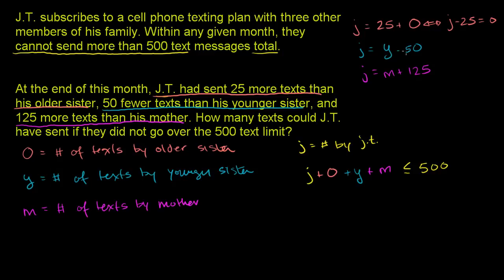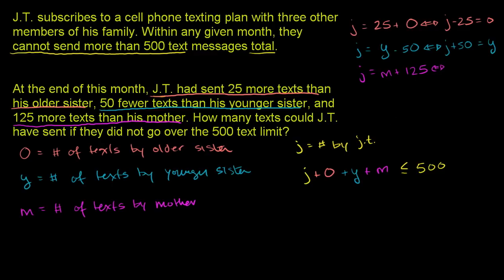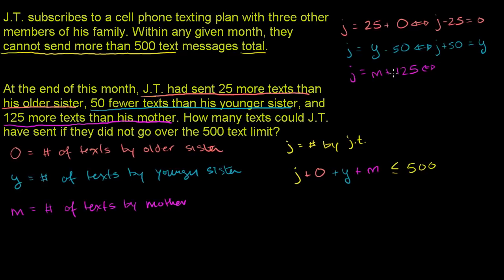Now here, if you add 50 to both sides of this equation, J plus 50 is equal to the number of texts that his younger sister sent. And then over here, if you subtract 125 from both sides of this equation, you get J minus 125 is equal to the number of texts sent by his mother.